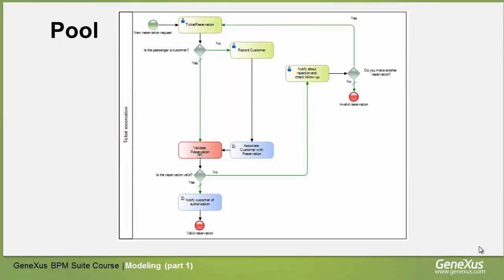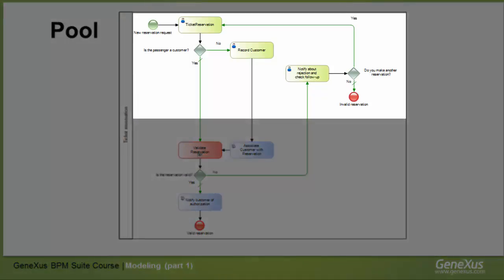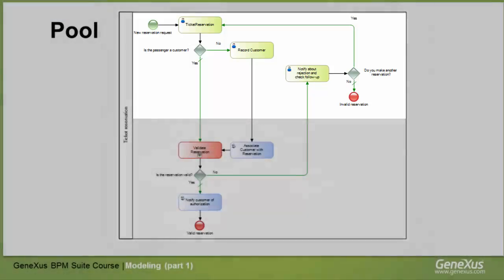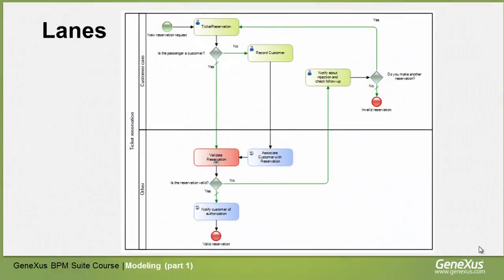If the diagram had another business entity with its own process, we would group the tasks of this process in another pool. Another thing we could do to add better documentation to our diagram is to group tasks associated with a specific role or function in the company. In our example, we want to make a group with all the tasks related to customer care and another group with all the other tasks. To indicate this, the lane symbols are used. A pool can include one or more lanes.